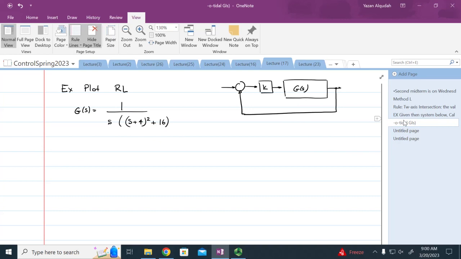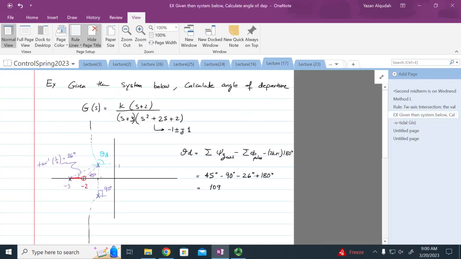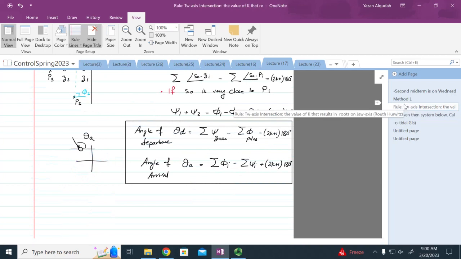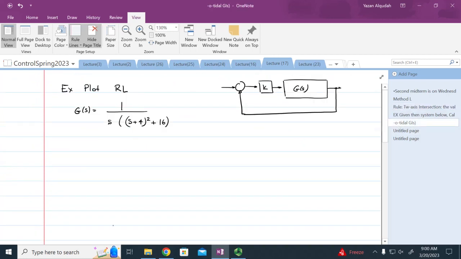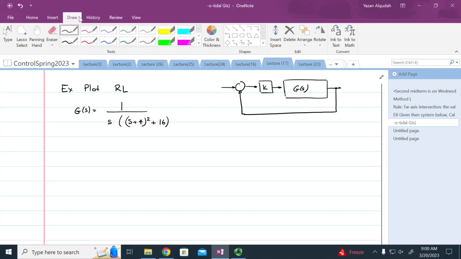So again, the 180 that we added to the poles and to the formula for the departure and arrival angle comes from the angle criteria. The summation of the angles has to be an odd multiple of 180 degrees. Together? Everybody? Remember? Okay. So we want to plot this root locus.